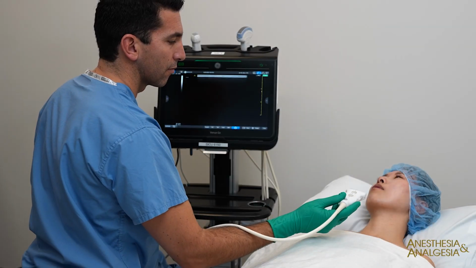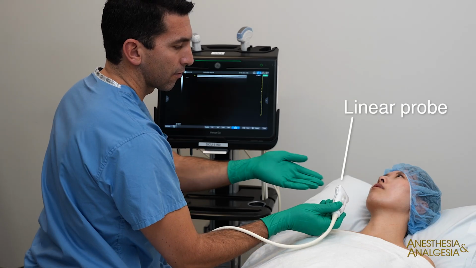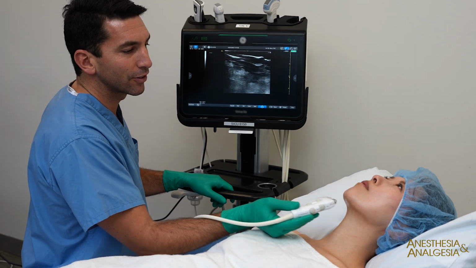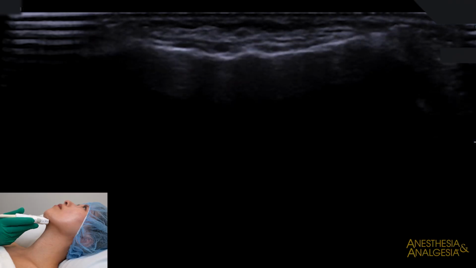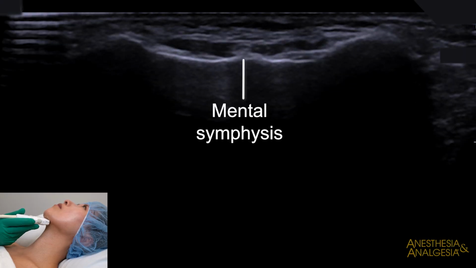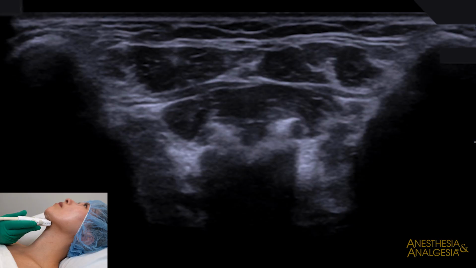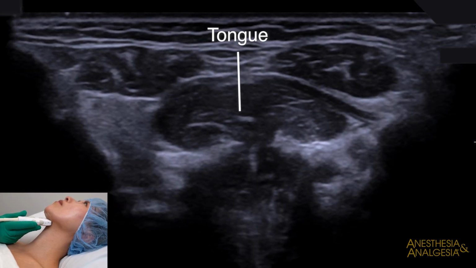To identify the upper airway anatomy using POCUS, use a high-frequency linear probe. Hold the probe in transverse orientation and place it at or below the patient's chin with the indicator to the patient's right. Starting at the mentum, identify the mental symphysis and the anterior portion of the left and right mandibular body. Slightly probe caudally to observe the structures of the oral cavity, including the tongue.